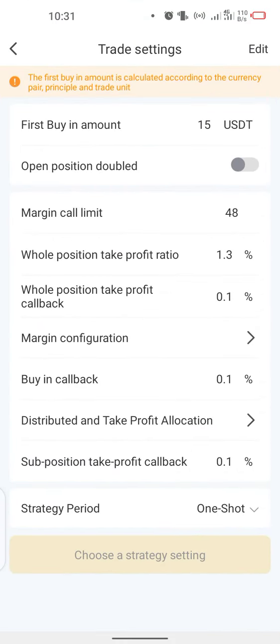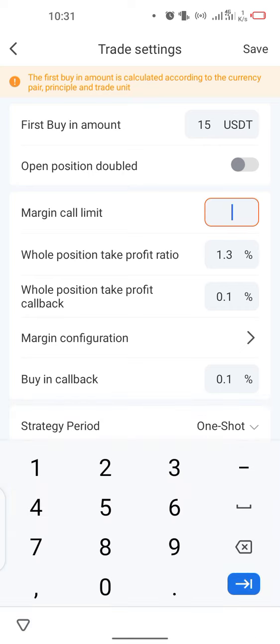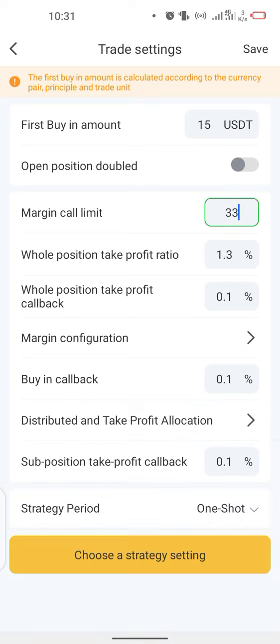The minimum margin calls here are 33. These are the minimum, all right? And now, the whole position take profit. The market rises by 1.3 and tries to fall down by 0.1.